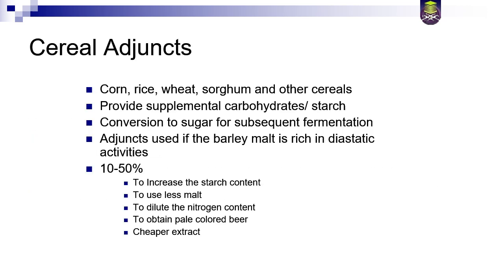Okay, cereal agents. Cereal agents are corn, rice, wheat, sorghum, or other cereals providing supplementary carbohydrate or starch, for conversion to sugar for subsequent fermentation. Agent is used if the barley malt is rich in diastatic activity. 10 to 50% agent is used to increase the starch content, to use less malt, to dilute the nitrogen content, to obtain pale color beer, and actually it's a cheaper extract.